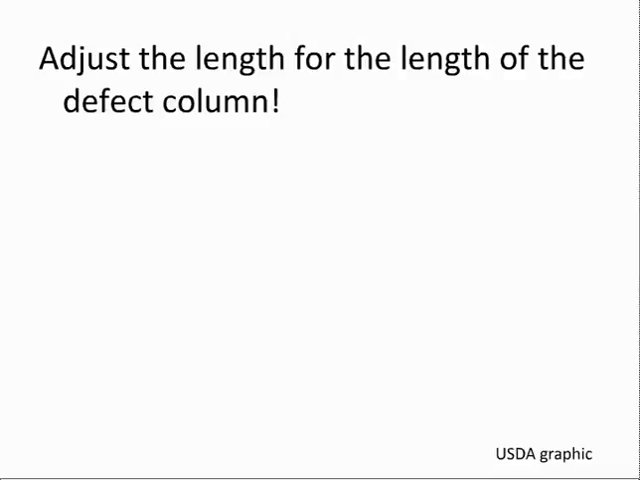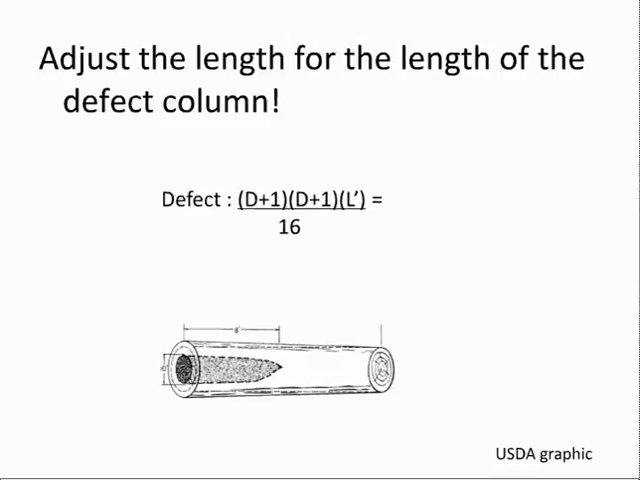So again, you're going to adjust that column length. In this case, the column of decay went the entire length of the log. If it only went 3/4 the length, then I would adjust the length for that defect column. And yes, if you know the decay, and this comes with a lifelong practice, then you might be able to estimate how long that is and what the diameter might be in the middle of the log.